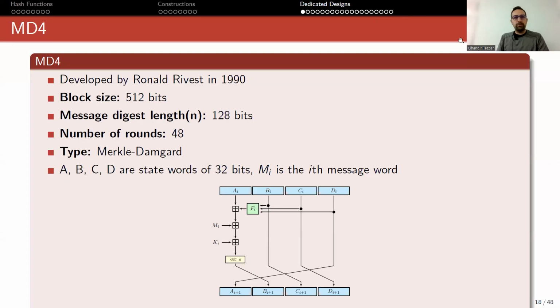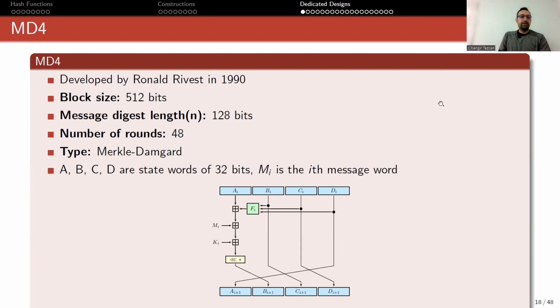Okay, so now we know construction methods like Merkle-Damgard and sponge constructions. Now I will talk about some dedicated designs which actually use Merkle-Damgard construction. So we are going to talk about MD4, MD5, RIPEMD, SHA-1, and SHA-2. These will be the F functions that we have seen in the Merkle-Damgard construction picture. Okay, so let's look at it.